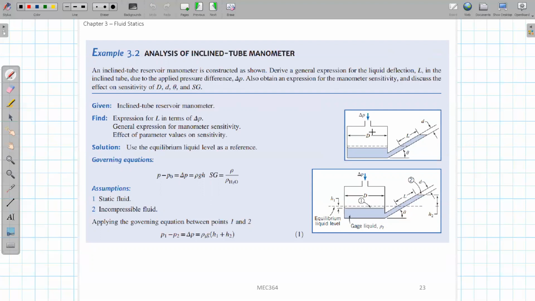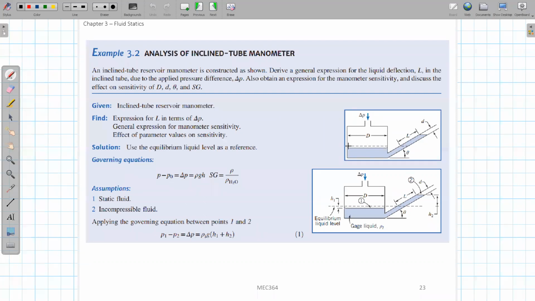Okay, so for this one, this type is called inclined because we have a tube, and this measure tube for this manometer is not vertical, it's inclined with an angle theta. It's connected to a tank, and inside this tank and this tube, we have this gauge fluid.